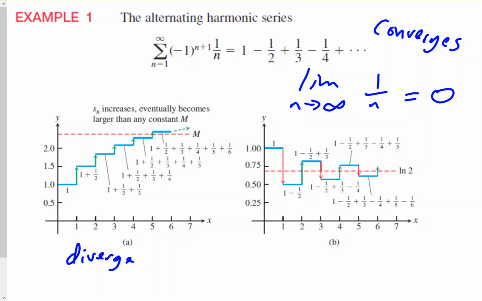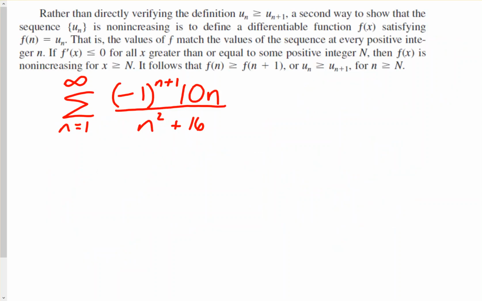Okay, so let's take a look at our next slide. A second way to show that the sequence is non-increasing is to define a differentiable function f of x satisfying f of n equals u sub n. Values of f match the values of the sequence at every positive integer n. And then if the derivative is less than or equal to 0 for all x greater than or equal to some positive integer n, then f of x is non-increasing, and then we would show that this sequence would converge.